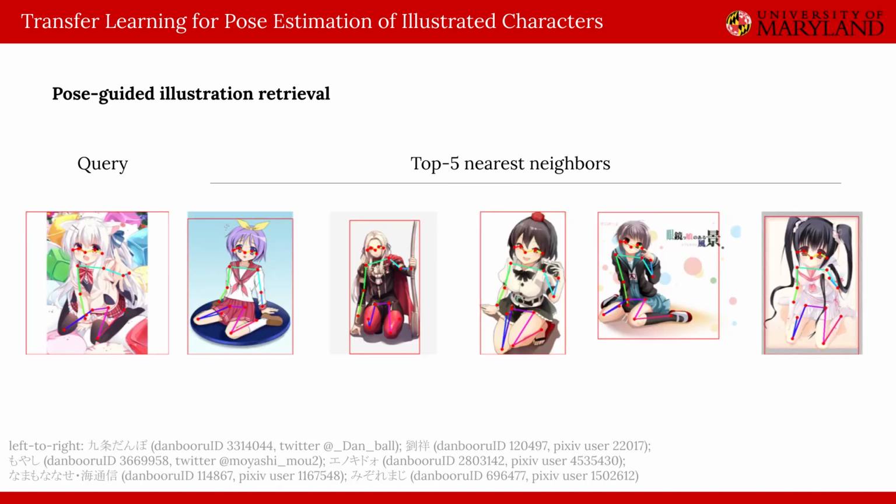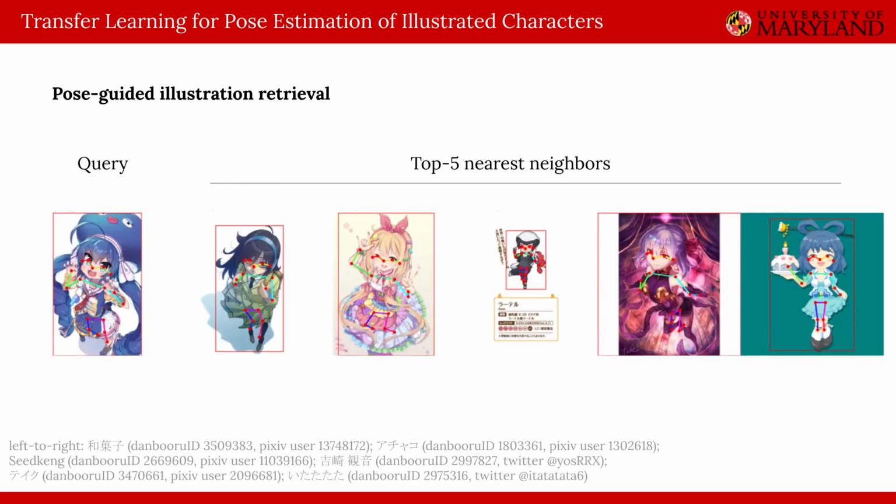We can also find popular poses, such as the Wariza or W sitting position. While our system has no awareness of perspective, it is able to effectively leverage key point cues to retrieve similarly foreshortened views in this example.